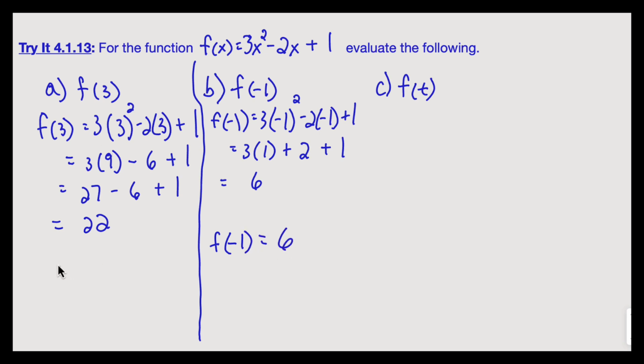Over here, f of 3 equals 22. And then last but not least, we have f of t. Same process, we just substitute whatever is inside the parentheses. In this case, it's just the variable.